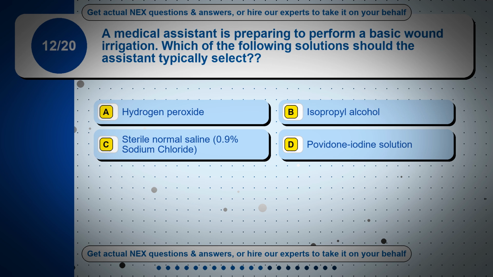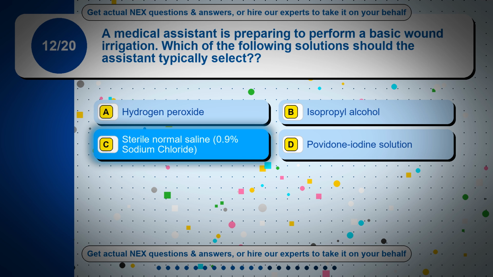Question 12. A medical assistant is preparing to perform a basic wound irrigation. Which of the following solutions should the assistant typically select? Option A, hydrogen peroxide. Option B, isopropyl alcohol. Option C, sterile normal saline, 0.9% sodium chloride. Option D, povidone solution. The correct answer is option C, sterile normal saline, 0.9% sodium chloride.